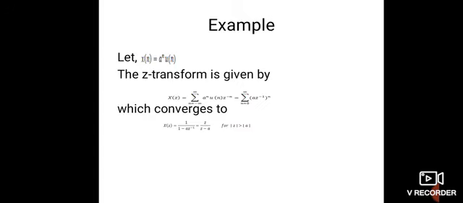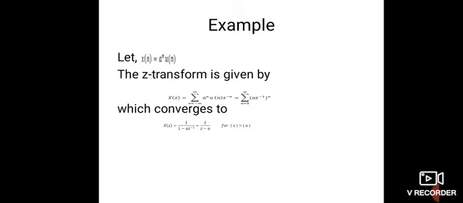In the expression of the z-transform, X(z) equals the summation over n equal to minus infinity to plus infinity of x[n] z to the power minus n. In that case, we have to put the value of x[n], which is a to the power n u[n]. Now X(z) equals the summation over n from minus infinity to plus infinity of a to the power n u[n] z to the power minus n. The range is from minus infinity to plus infinity, but the range of u[n], the unit step signal, is from 0 to infinity. So from minus infinity to 0 it is 0 on the negative side.